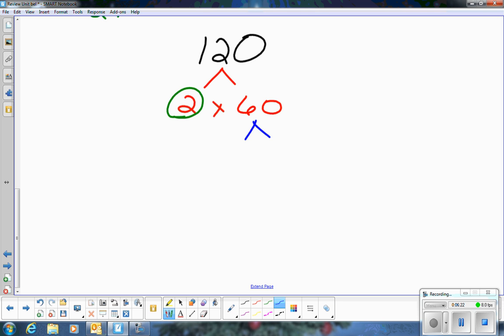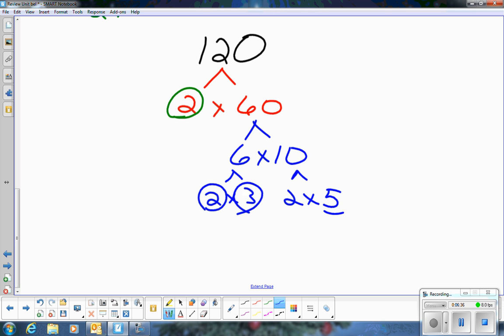My 60, I'm going to use as 6 times 10. Again, it doesn't have to be that way. Are those prime? No. So I'm going to keep going. 6 is 2 times 3. Oh, yep, those are prime. 10 is 2 times 5. And those are prime. So now I've got every branch of my tree ending in a prime number. So I'm done. Remember, you are not done until every single branch of that tree is ending in a prime number.